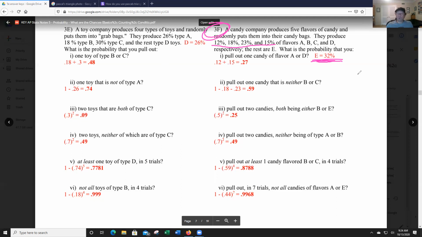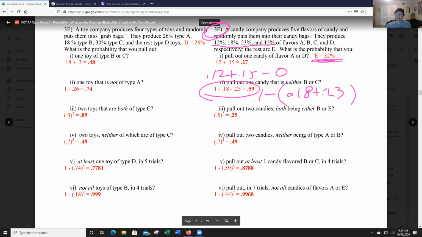Pull one candy flavored A or D. Again, this is 0.12 plus 0.15 minus 0 technically, because you have to subtract out the intersection of candy that would be AD flavored, which doesn't exist. Neither B nor C, so you're going to go 1 minus this. I think I would do it this way. It would make more sense to me. I would add together B and C and go 1 minus. I like that. That's a little cleaner looking to me.